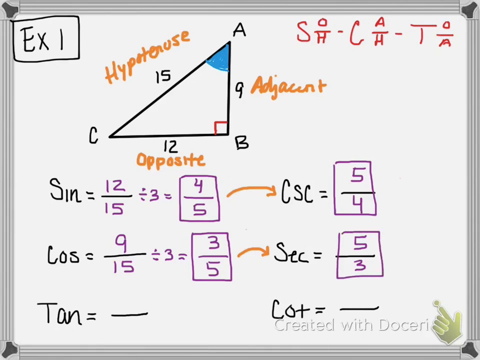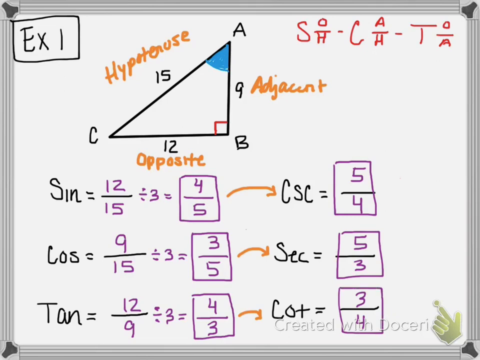Finally, our last one is tangent. Tangent is opposite over adjacent. So the opposite of angle A we said was side 12. And the adjacent we said was side 9. Again, 12 and 9 can both be divided by 3. So when I divide both the top and the bottom of this fraction by 3, I get 4 over 3. And 4 over 3 is the tangent. So to find the cotangent, again, one last time, I just want to take the reciprocal of my fraction. So instead of 4 over 3, flip it, and you get 3 over 4. And that is the cotangent.